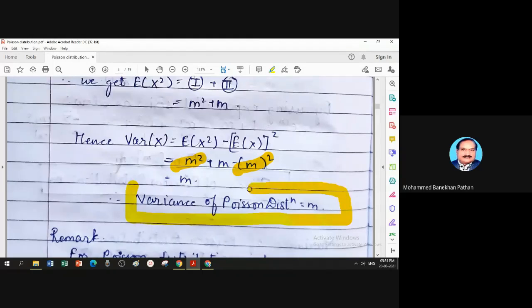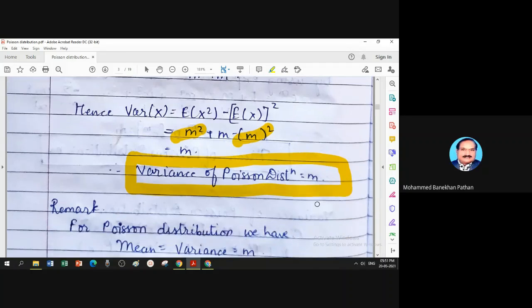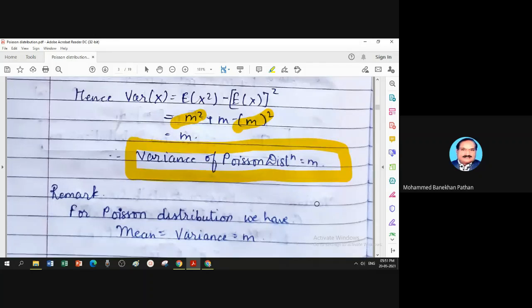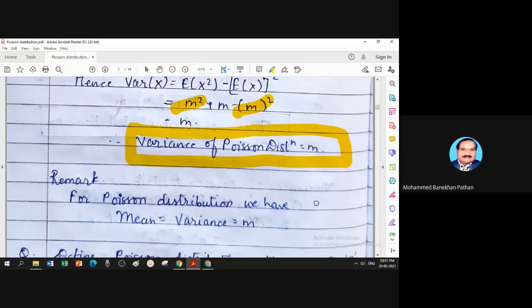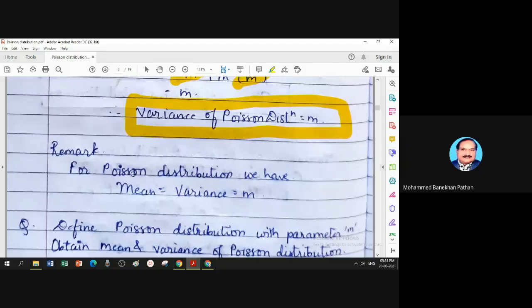So what do you understand from these derivations? This is the distribution in which mean and variance coincide with each other, and that is equal to the parameter of the distribution. It is the only distribution where mean and variance coincide. Remember this. Remark: for Poisson distribution, we have mean equal to variance equal to the parameter of the distribution.